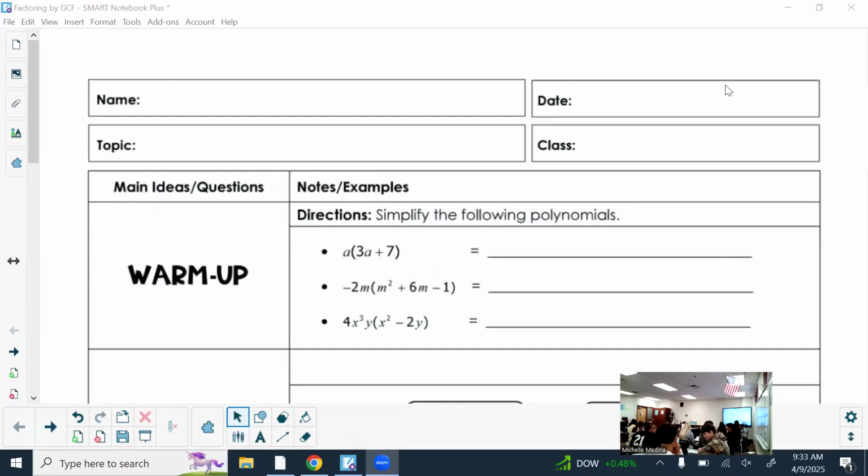All right. So distributing, taking the outside number, multiplying it by each term inside the parentheses. Let's see. Table 4. What would be the first answer after distributing?